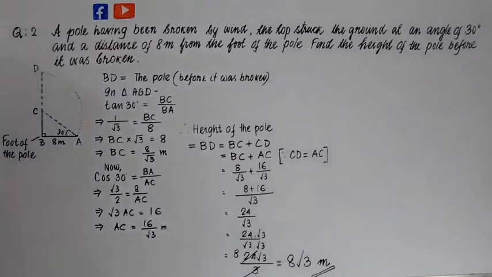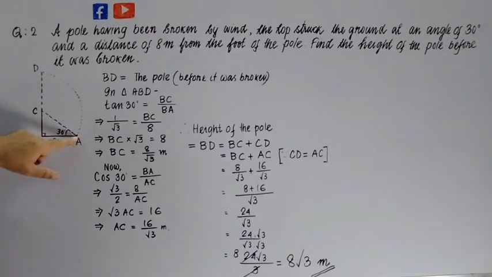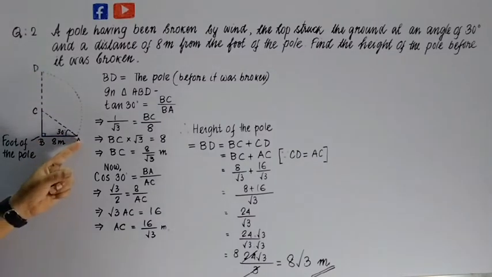Question number 2. A pole having been broken by wind, the top struck the ground at an angle of 30 degree and a distance of 8 meter from the foot of the pole. Find the height of the pole before it was broken. Let BD be the total length of the pole before it was broken. When broken at C by the wind, the top of the pole touches the ground at A at a distance of 8 meter from B.